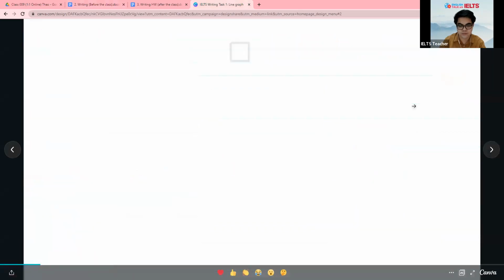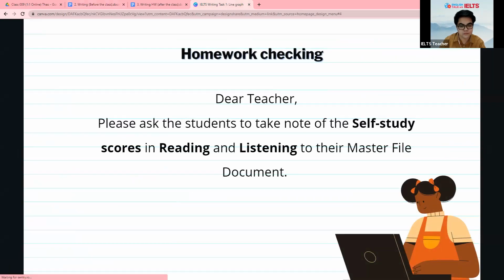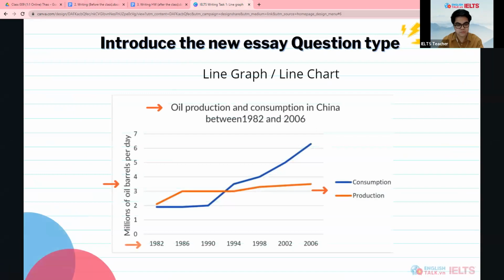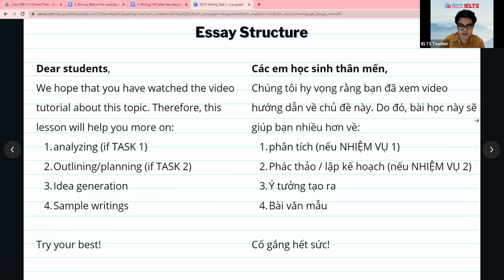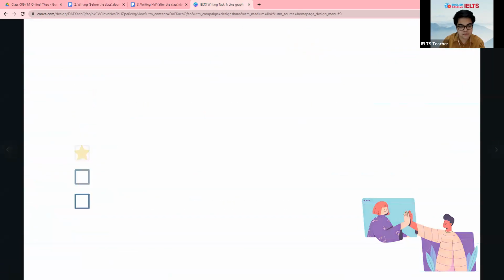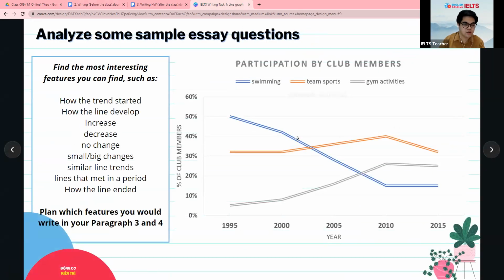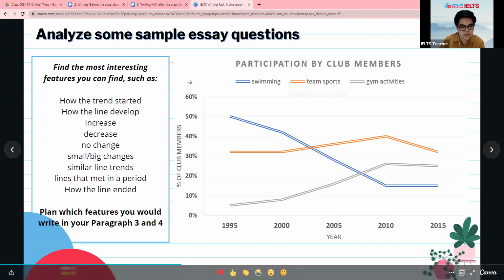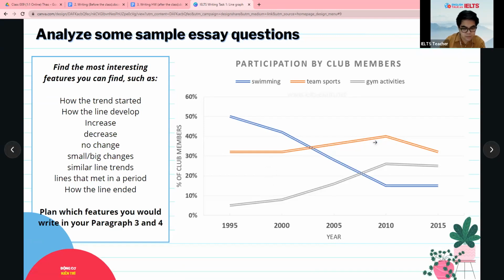Okay, now we're going to analyze some line graphs. You know what a line graph is already. I don't have to explain it to you, so we can save time. Let's just move to the main part, which is finding the features. You know already that the main features should be the start of the line graph, how they developed over the period, over the timeline, and how they finished or ended the development.